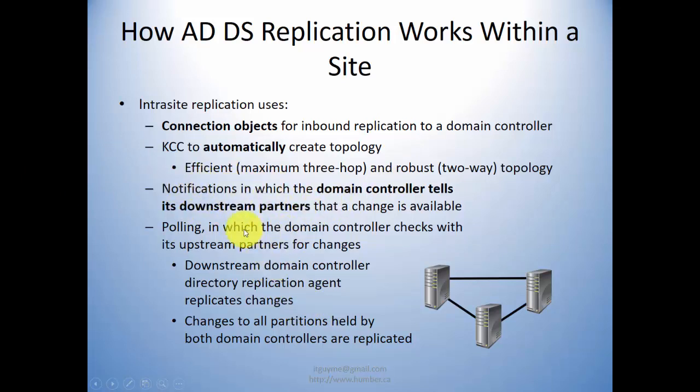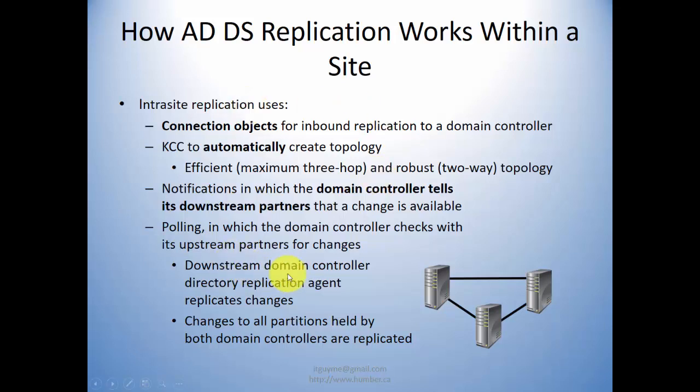But okay, so polling, in which the domain controller checks with its upstream partners for changes. What KCC is doing is just checking if one domain controller having any changes is actually replicating that information to other domain controllers or not. Is there a two-way communication going on smoothly or not? Is anything not happening in this regard? And what is upstream and downstream? What do you mean by that?